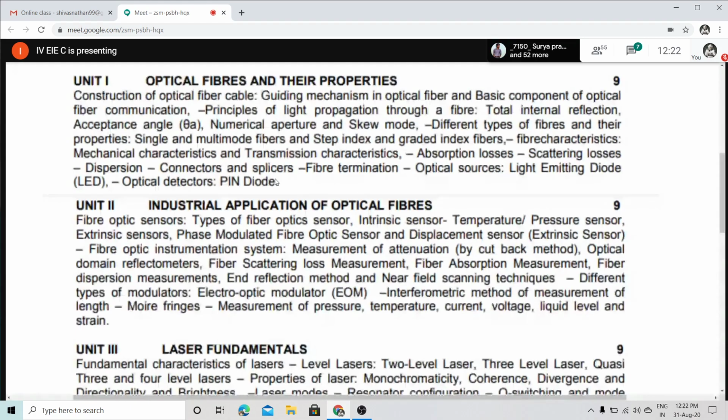So measurement of attenuation by cut back method. So take it down. So fiber optic instrumentation system. Under fiber optic instrumentation system, the first measurement is going to be about attenuation. Attenuation by cut back method. Here, the second topic is going to be the same measurement of attenuation by using optical domain reflectometers. Make it clear, optical domain reflectometers. Okay, this completes your measurement of attenuation.